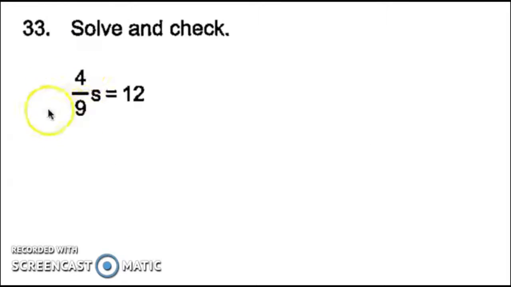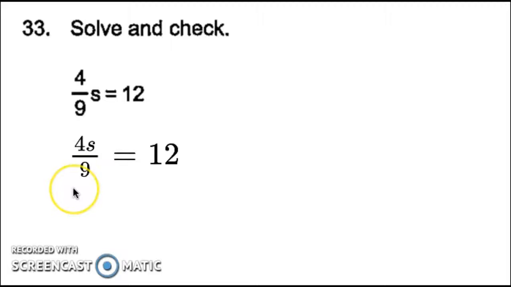I like to rewrite this as 4s over 9. So 4 over 9s is the same as saying 4s over 9. It's just a way to rewrite it. So now what I do from there is I cross the 9 out and bring it to the other side and multiply it to 12. The reason why I multiply it to 12 is because 9 being at the bottom means it's being divided. And the opposite of dividing is multiplying. And 12 times 9 is 108.